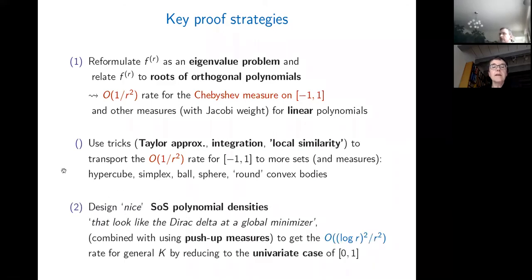And the second key technique will be to go back to the starting point that we were trying to build a nice sum of square densities, which looks like the Dirac delta here, combined with push-forward measures. And this will deliver us the almost optimal, suboptimal convergence rate for general convex bodies K. But there again, the idea will be to reduce in some way to the univariate case. So the univariate case, as can be seen from this slide, is actually quite crucial to understand in the whole story.